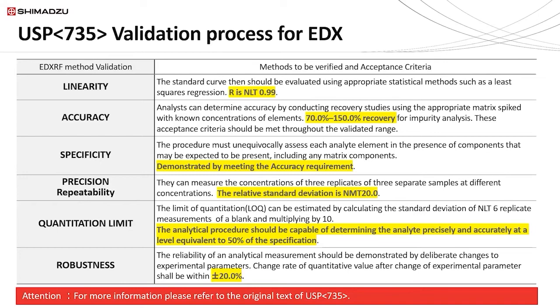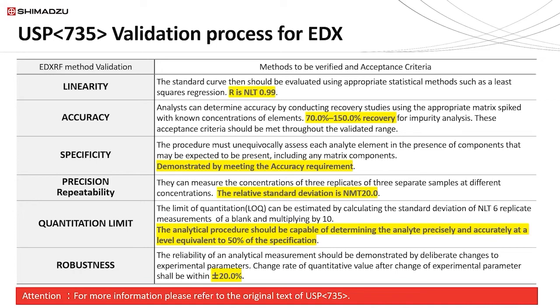So there's a criteria for linearity, which is basically a regression value of no less than 0.99. An accuracy criteria, where you take a spike sample, and as long as it's within a 70 to 150% recovery, then you've met the acceptance criteria. The specificity, which I actually find to be the most interesting criteria, in USP 735 is met if you meet the accuracy criteria. And I'll explain why that is in the next few slides.